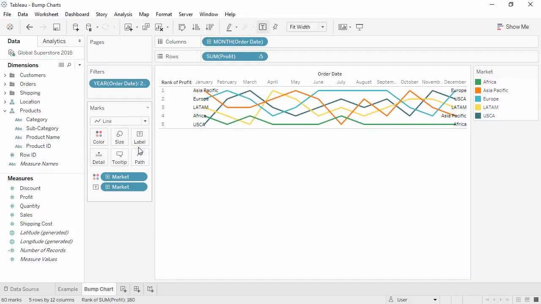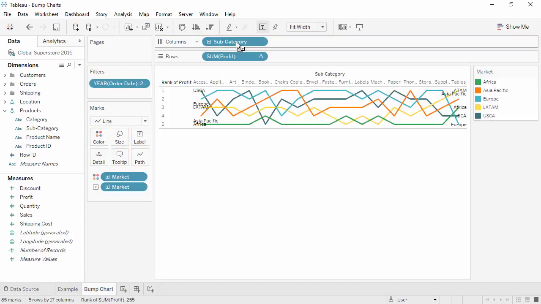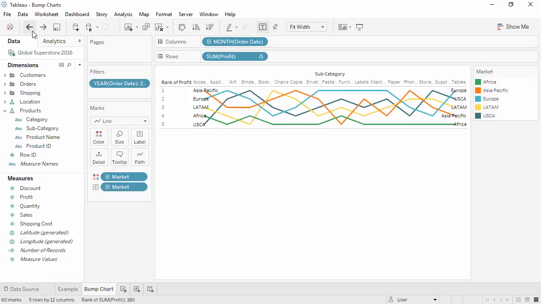The dimension doesn't have to be a date, but traditional bump charts do have some sort of order for their dimensions. We can swap Month of Order Date for Sub-Category, but this doesn't really mean anything because the fact that Binders are followed by Bookcases is arbitrary. If we do use a date, note that it must be discrete.